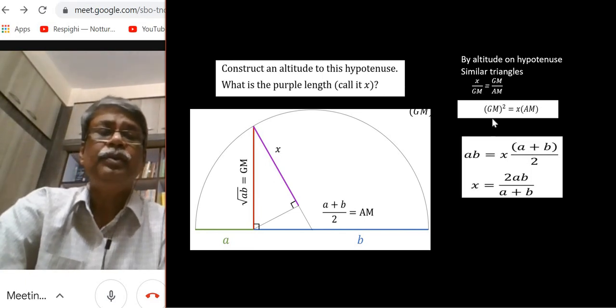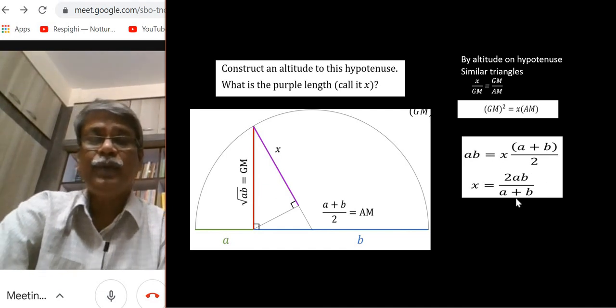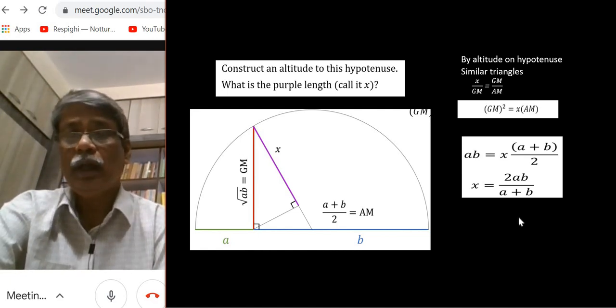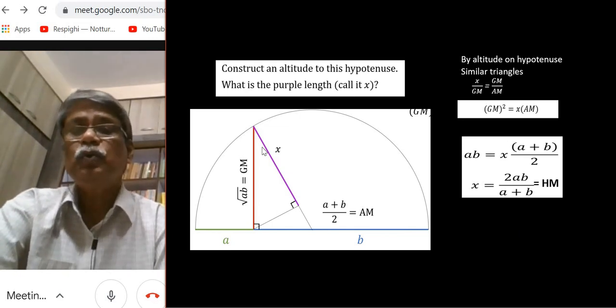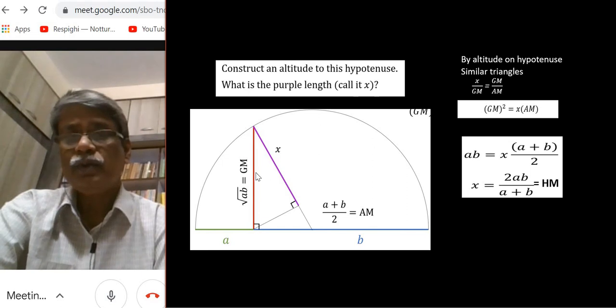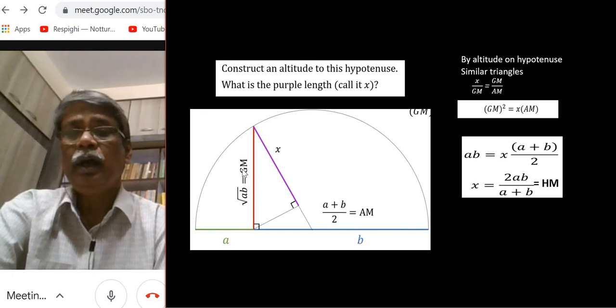GM is root over AB, so GM square is AB. Now X into AM, where AM is A plus B by 2. So X is 2AB by A plus B. So you can see that I have deliberately plotted the whole thing finally to find only X, that is the harmonic mean. Now if you consider this small triangle, this is the hypotenuse and this is the base. Of course the hypotenuse is always greater than either the base or the perpendicular. So this is greater than X. That means X is less than GM.